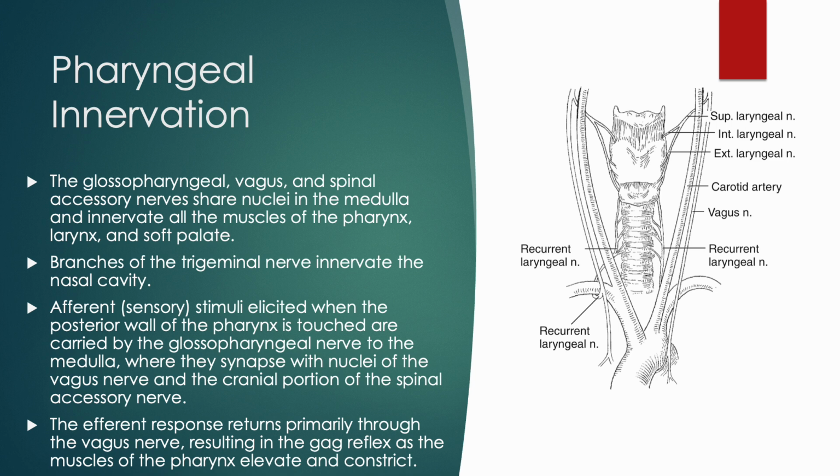Airway reflexes like the gag reflex protect against aspiration. When you think about sensory function, sensory stimuli from the posterior pharynx are carried by the glossopharyngeal nerve to the medulla. They synapse with the vagus nerve and the accessory nerve. Motor responses are primarily through the vagus nerve, which helps to elevate and constrict your pharyngeal muscles during swallowing and gag reflex activation, ensuring airway protection. You should be able to identify your glossopharyngeal, vagus, and spinal accessory nerves. The trigeminal nerve innervates the nasal cavity, and the gag reflex helps to protect the airway from aspiration.